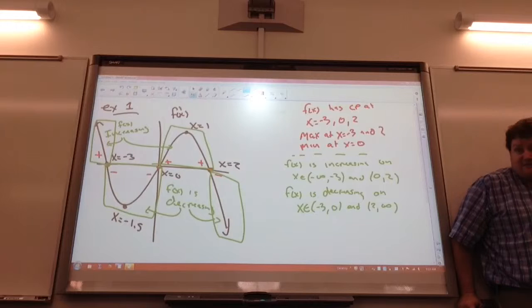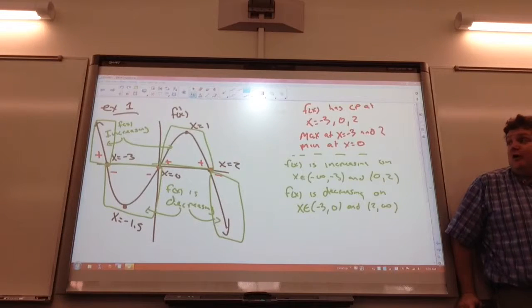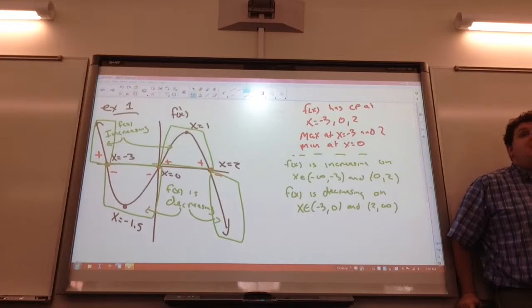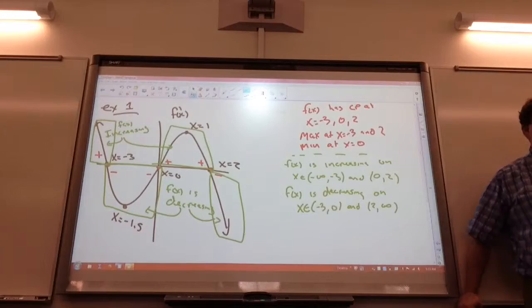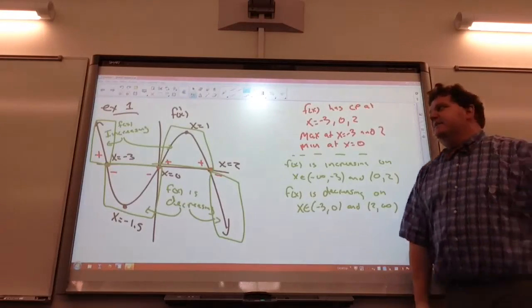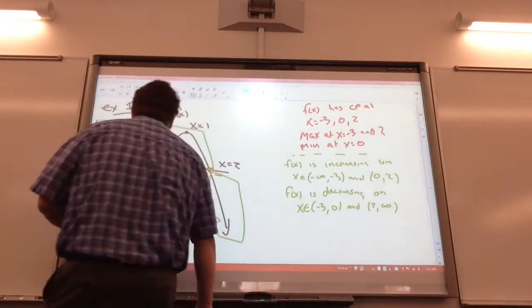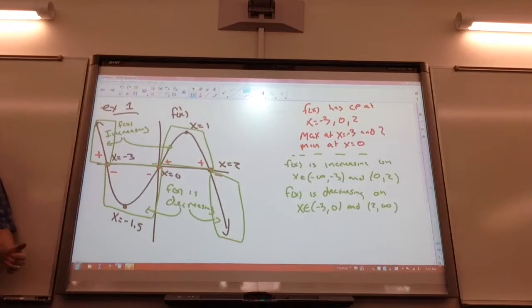F double prime of x, right? So, at 1, that's where f double prime of x is equal to 0, correct? So what does that make it? A point of inflection, okay? Basically, the maximums and minimums for f prime of x are the points of inflection determined by the second derivative. They're the points of inflection for f of x, okay?